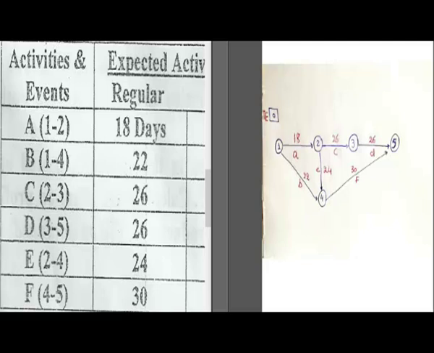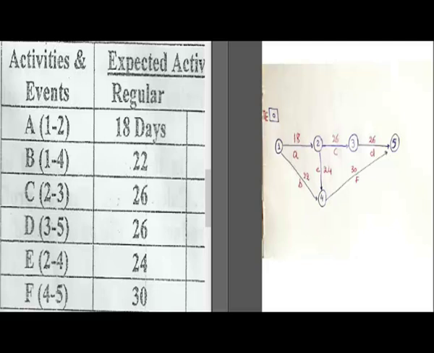For example, for event number 1, the earliest time is always 0 because it is the start. The time at which you have to start is right now. So right now is the point 0. And from here you go on. In order to calculate the earliest time for the next event, you add the earliest time for the previous event plus the number of days of the activity between them.